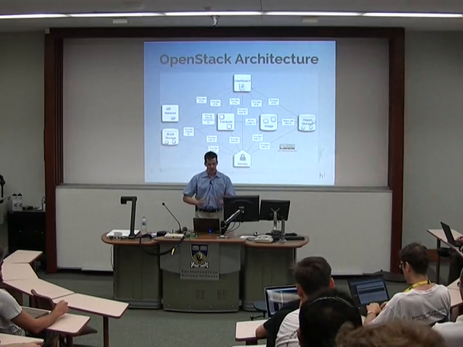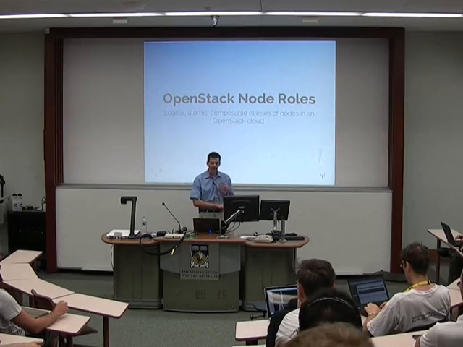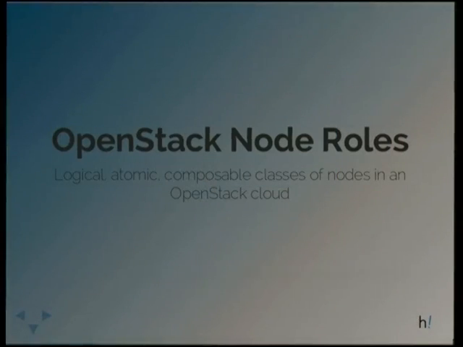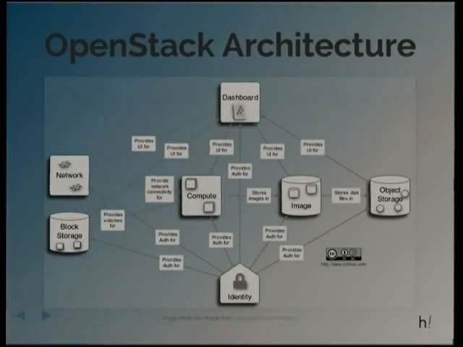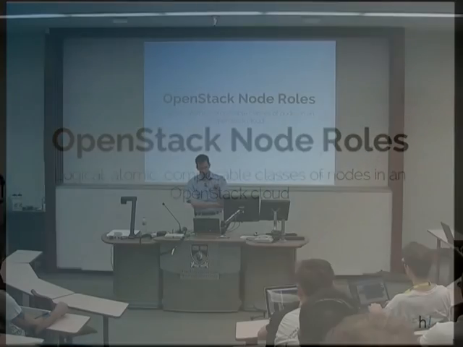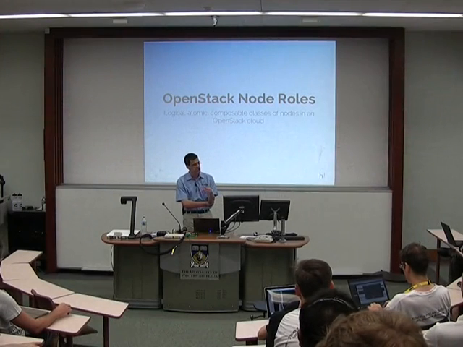So that's a rough overview of the OpenStack architecture. And that lends itself to the concept of OpenStack node roles. You will be deploying this architecture on a bunch of hardware normally, and from that it follows that specific pieces of your hardware, specific nodes in your environment, will play certain roles. These roles are essentially logical, atomic, and composable classes of nodes in an OpenStack cloud.